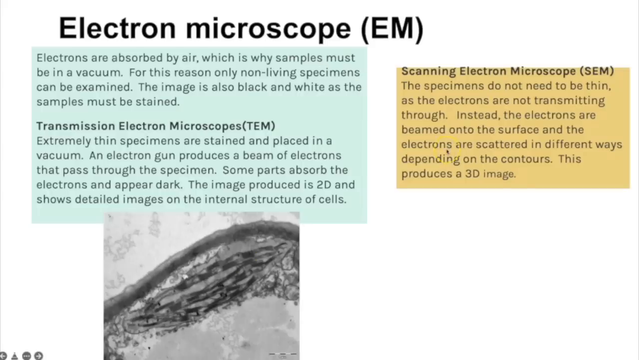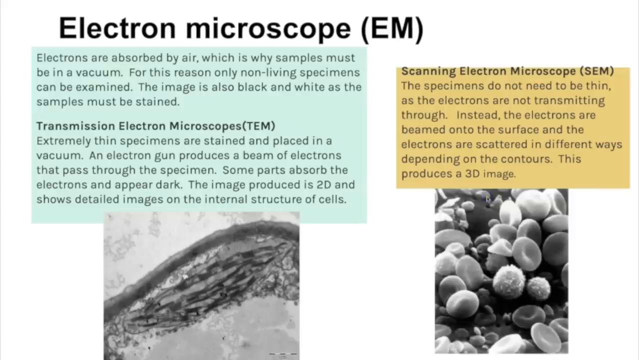A scanning electron microscope creates 3D images in contrast. The specimen does not need to be thin, and that's because the electrons are not going to be passing through the specimen. Instead, the electrons are beamed onto the surface, and the electrons are scattered in different ways depending on the contours. And that is how we get these 3D images, which we can see here in these different blood cells in a sample from the blood.